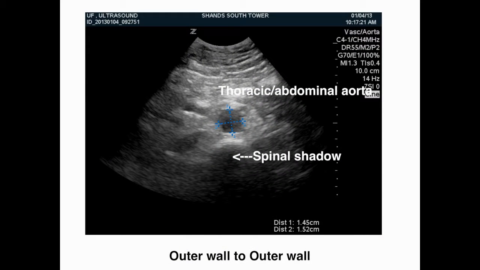Here is a short axis view of the abdominal aorta. You can see the spinal shadow and the markings for the abdominal aorta. In this particular view, it's 1.45 and 1.52 centimeters, or definitely less than 3 centimeters. And remember, you are to measure from outer wall to outer wall. In future slides, I will show you images where this can be miscalculated.